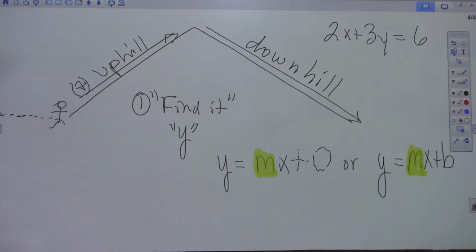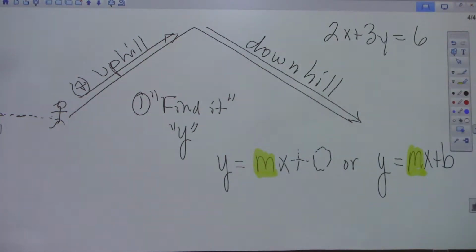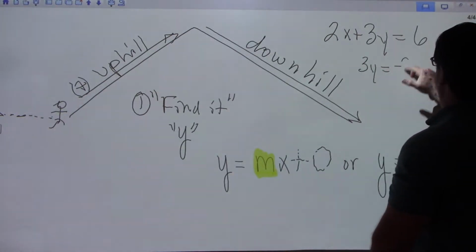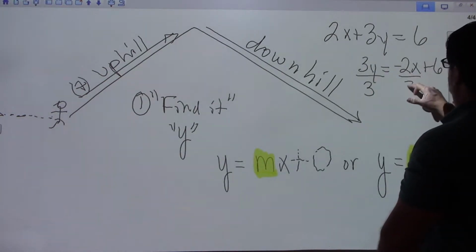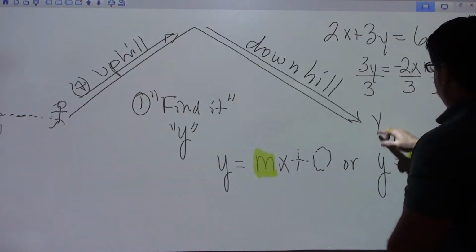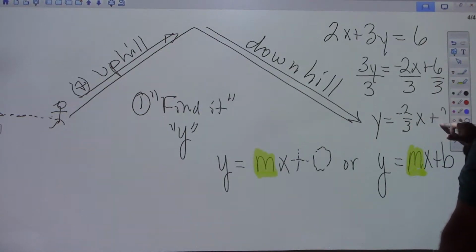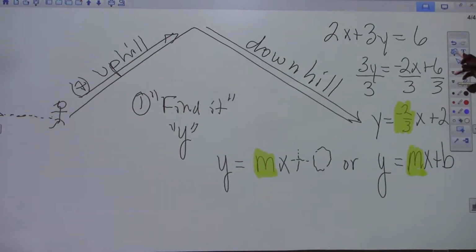Now, what did I say do if you want to find your slope? Get y by itself. So, subtract the 2x. 3y is equal to negative 2x plus 6. Divide by 3. And y is equal to negative 2/3 x plus 2. Take your highlighter. So what's our slope? And that's how you find your slope. Simple as that. Get y by itself, and boom, you just look at it. There is no calculations at all.